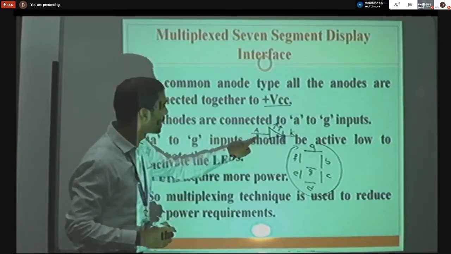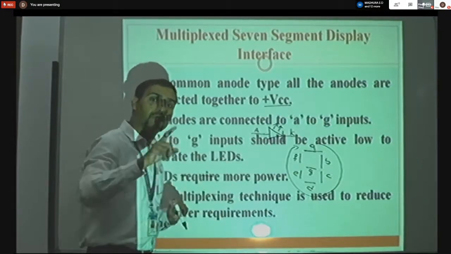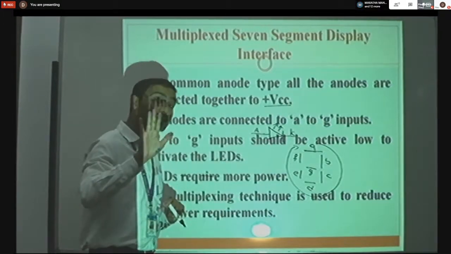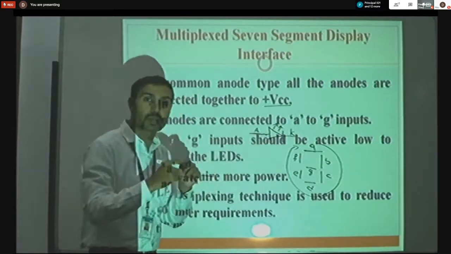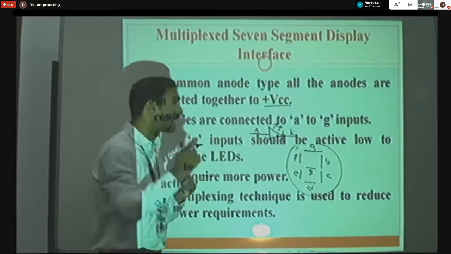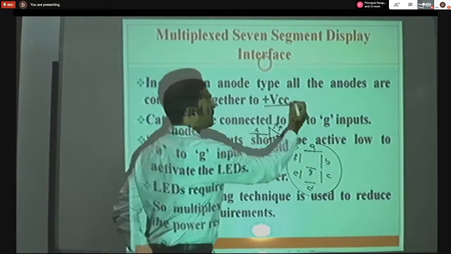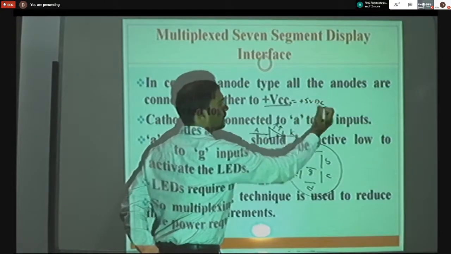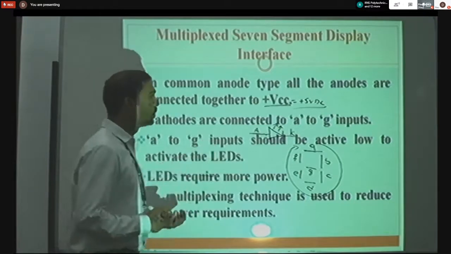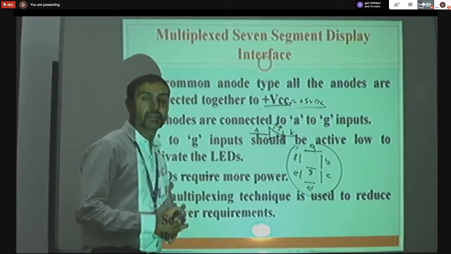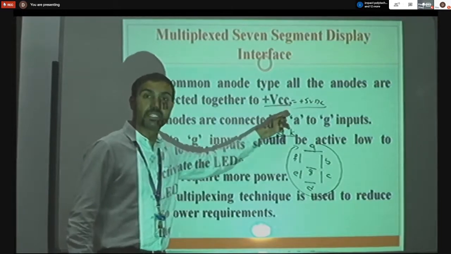For one 7-segment display, we require 7 LEDs. All the LEDs' anodes are connected together to one common point. From that point, we are connected to VCC. Here, VCC indicates plus 5 volts DC, that means a DC voltage of 5 volts. Cathodes are connected to the A to G inputs. All the anodes are connected to the supply, that is the plus 5 volts DC.